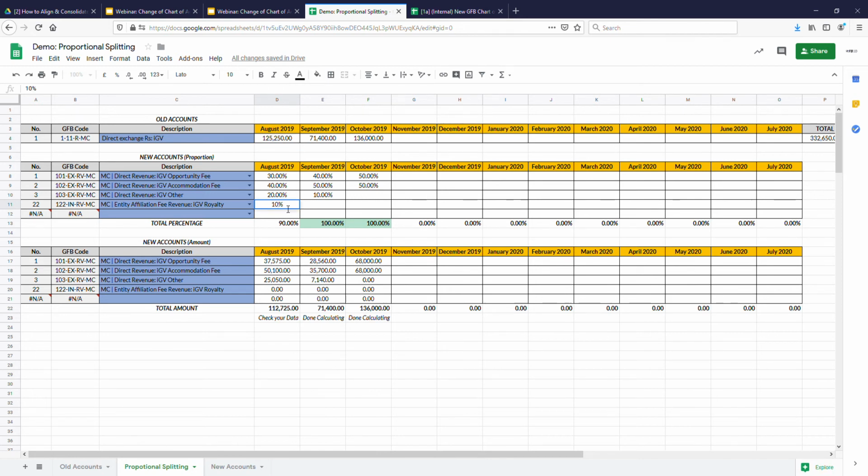So let's say 10% of that is from the entity affiliation fee revenue IGV. Then 125,250 times 10% is 12,525. And then you just make sure that the total of everything is 100%, so that if you add all of the tables, it would show the original amount from the old accounts. So this is a simple way to estimate how much of the old accounts are distributed or divided into the new chart of accounts, right?